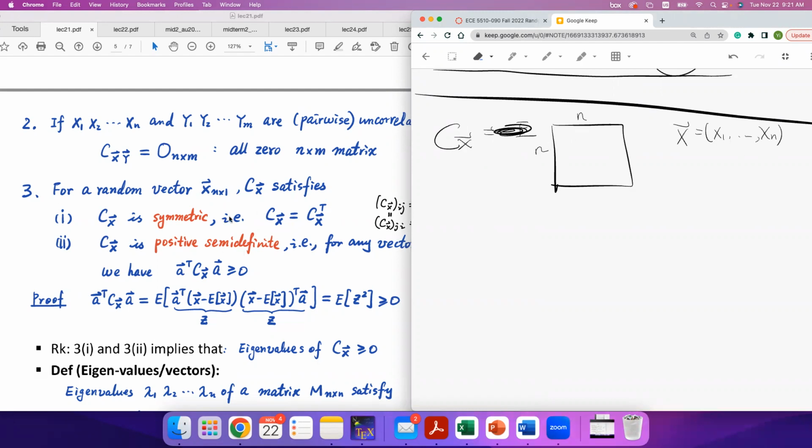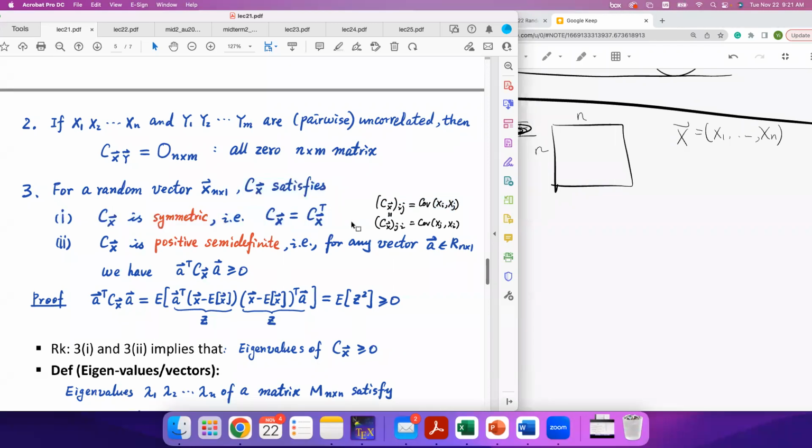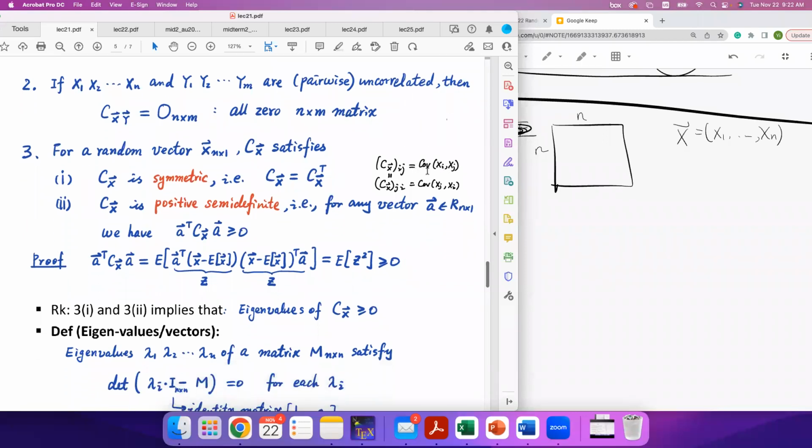It is, so first of all, by definition, it is symmetric because it's an autocorrelation matrix. To see this, the ij's entry of this matrix is the covariance between xi and xj. But the symmetric coordinate, which is the ji's entry, is the covariance between xj and xi. So these two are equivalent, right? Because changing this order does not change the covariance between these two random variables. So it is symmetric.